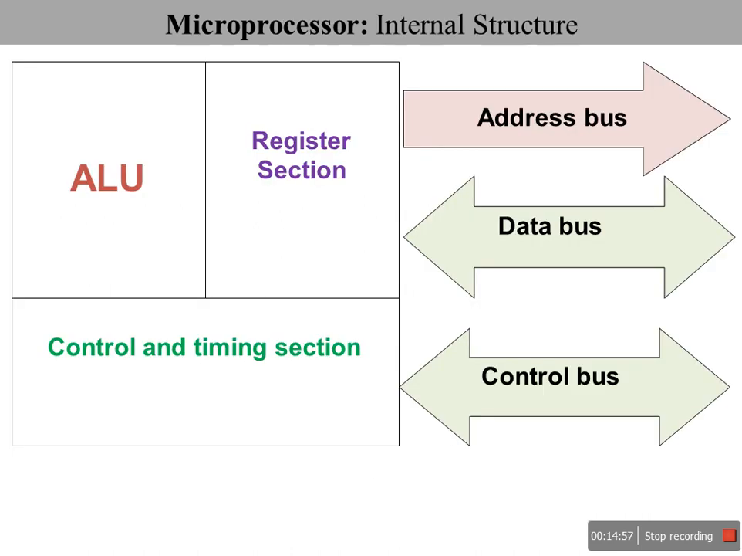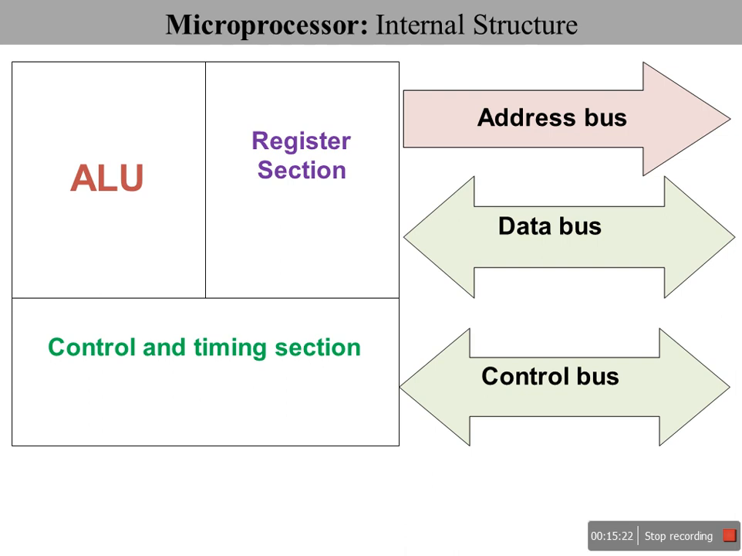Okay, so this is the internal architecture of a very generic microprocessor. Any generic microprocessor will have this particular architecture. ALU stands for arithmetic and logical unit. We have a set of register sections, different working registers. These are all inside a chip, an IC, a microprocessor. Then we have another set called the control and timing section.